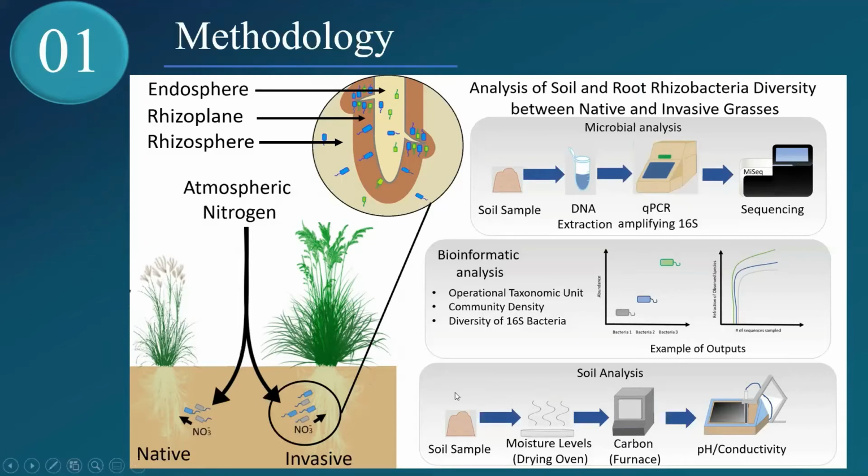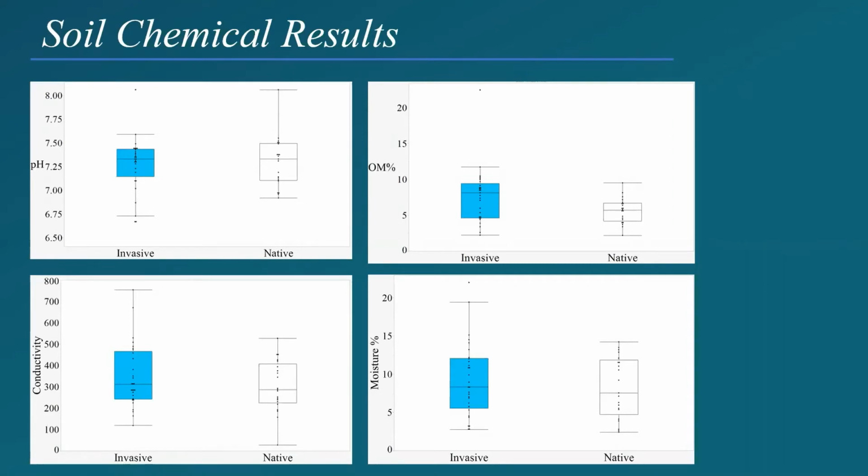I went ahead and collected soil from native and invasive grasses and looked at moisture, carbon, pH, and salinity. I also looked into nitrogen and carbon analysis in the roots and the leaves of the grass. In terms of soil chemical results, we looked at pH, organic matter, which can be seen as leaf litter, conductivity, which can be seen as salinity, and moisture percentage that we saw in soils.